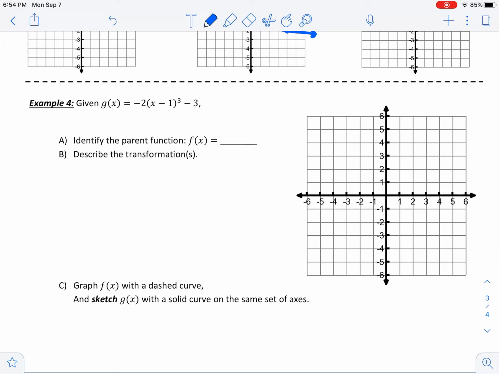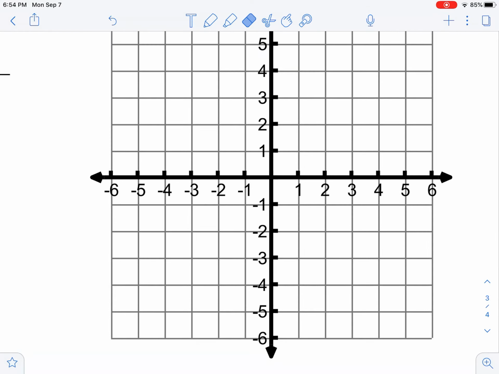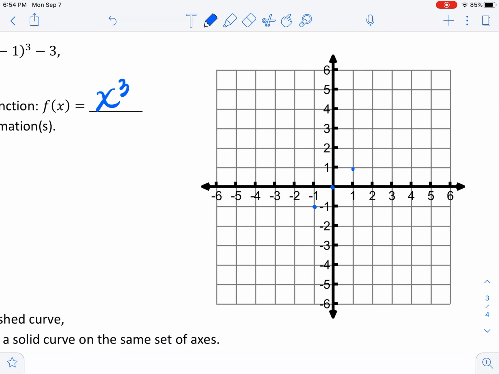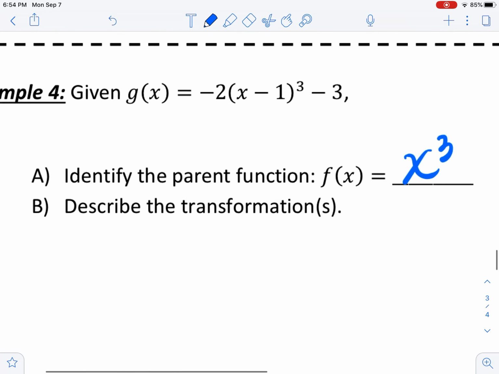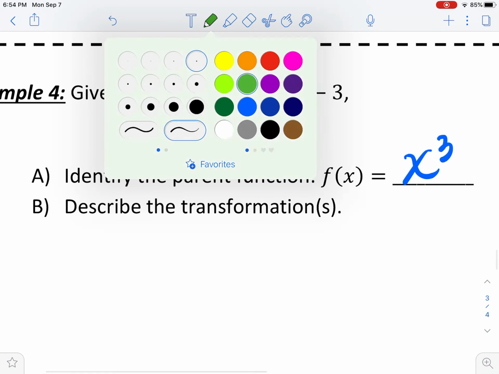Okay, so first off, let's figure out what the parent is and then graph it. I can see this is x cubed, so this is the cubic function x cubed. So now I'm going to graph the parent. So remember, for the parent of x cubed, I need (0, 0), (1, 1), and (-1, -1). And then very gently with a dashed curve, I'm going to graph that parent. See that?